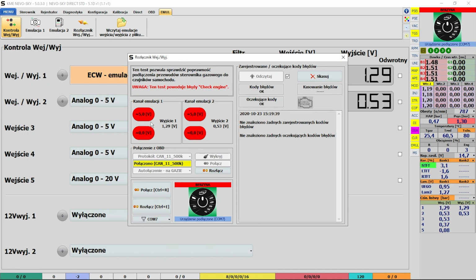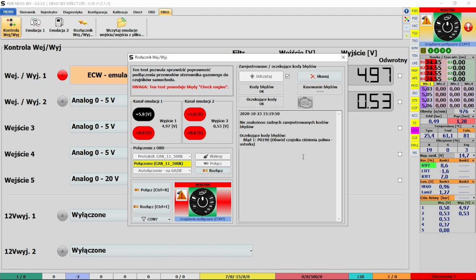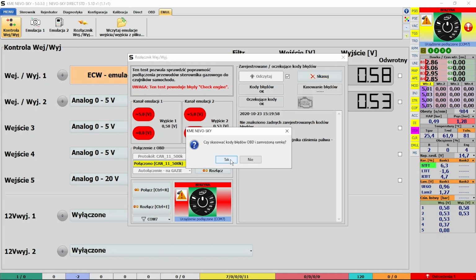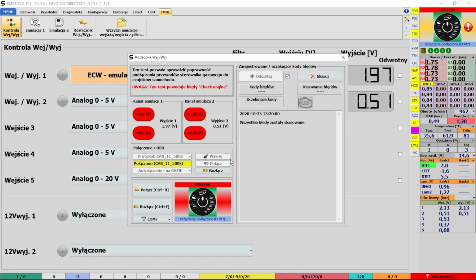Let's check emulation channel 1 in our case. If the sensor connection is correct, an error indicating a low or high state for the high pressure sensor will be logged based on the test you ran. If the connection is wrong, the resulting OBD error will indicate a different module that we are currently connected to.